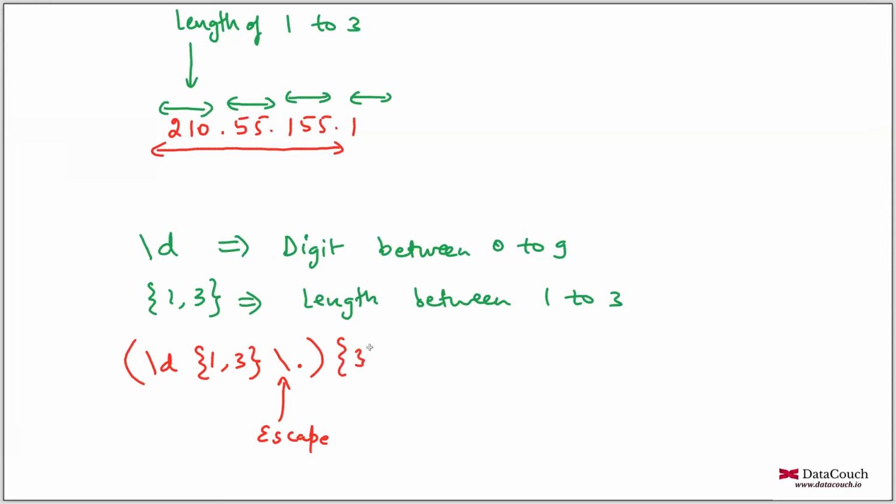So that's why we are saying 3 times. This is repeating. So this will be able to detect this part, and the last one is left. For the last one, we are saying \d of length 1 to 3. So by this regular expression, we will be able to parse our IP address. So I just talked about the theory. Now let's see in practice how it will work.